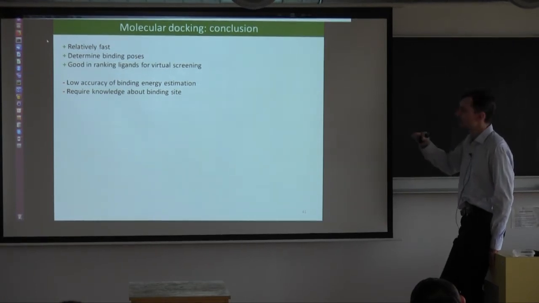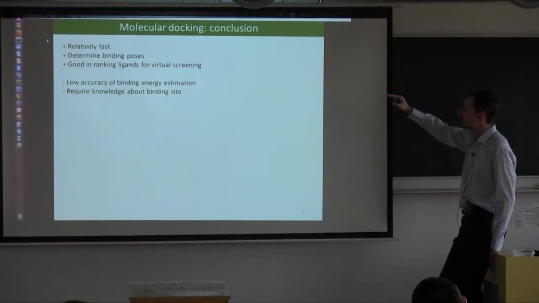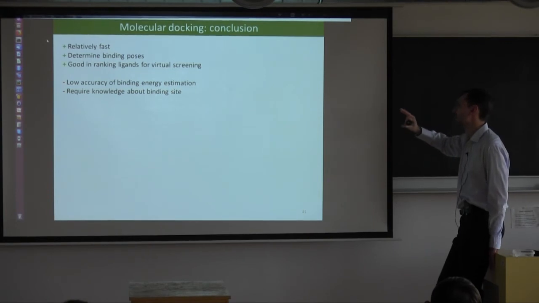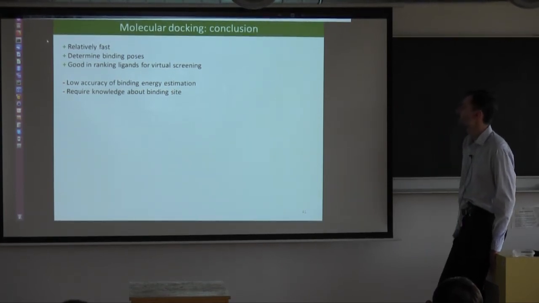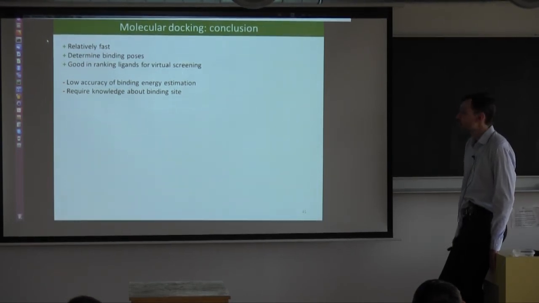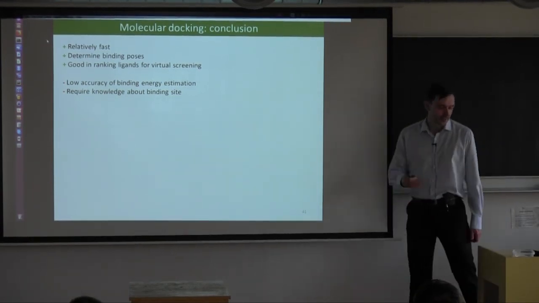So you just need to calculate these predicted scoring function values, rank your compounds, and select the top of them. And you can expect that the top list is enriched with really active compounds, because currently the accuracy of binding energy estimation is quite low, in my opinion. And of course, the main restriction is that you need the structure of a protein, at least in the apo state, without a ligand.